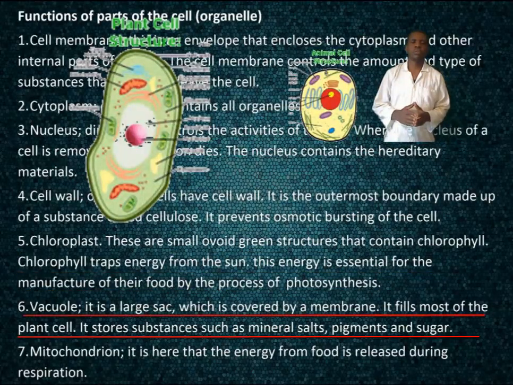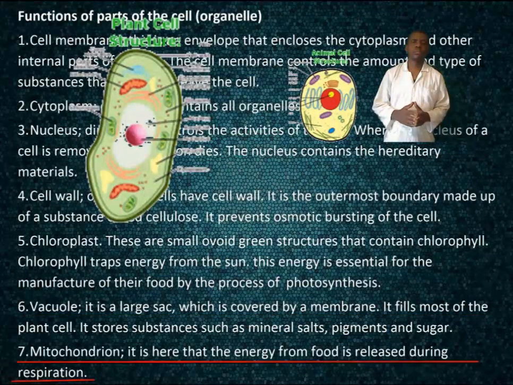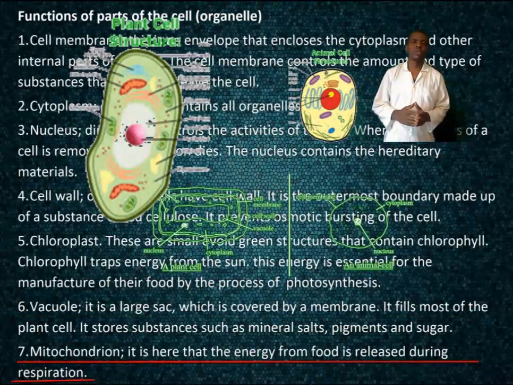Vacuole. It is a large sac which is covered by a membrane. It fills most of the plant cell. It stores substances such as mineral salts, pigments, and sugar. Mitochondria. It is here that energy from food is released during respiration.